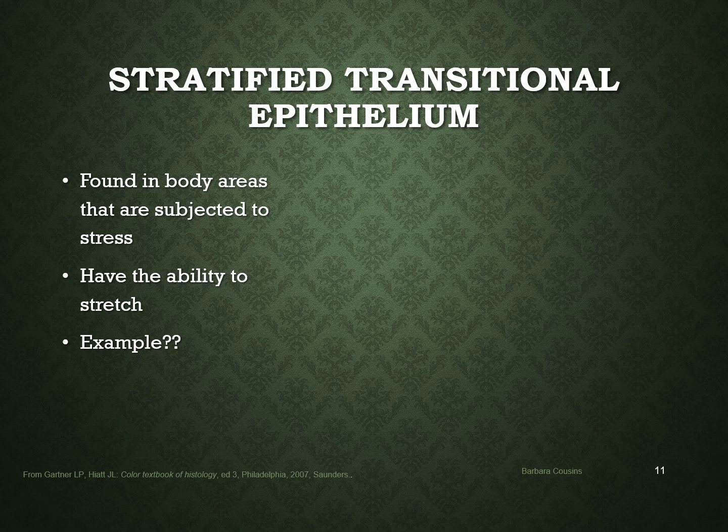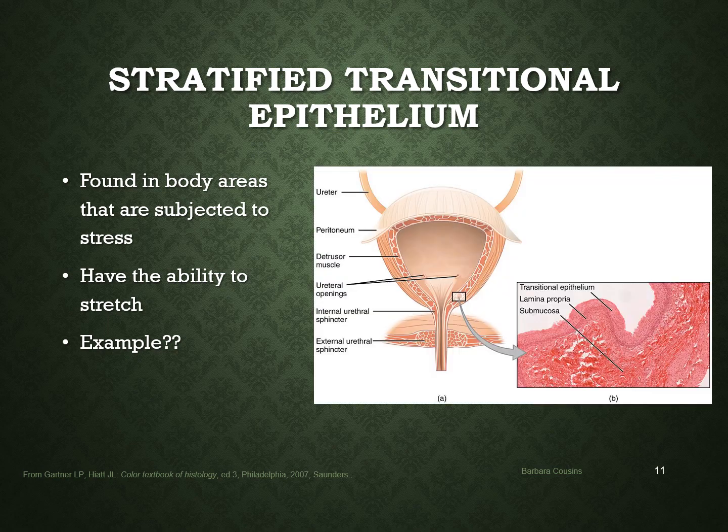Stratified transitional epithelium is found in body areas that are subjected to stress and have the innate ability to stretch. Typically, up to 10 layers of differently shaped cells of varying sizes are present when the tissue is not stretched. Can you think of any examples? If you said the bladder, ureter, or urethra, you would be correct. Another structure where transitional epithelium is found is the male prostate.